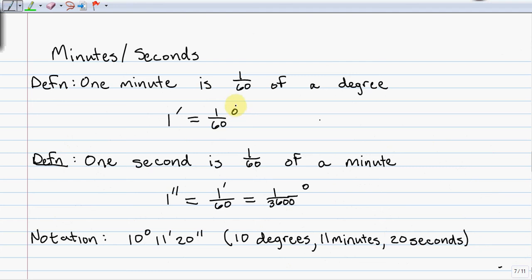Okay? And 1 second, which we use 2 prime symbols for here, okay? 1 second is 1/60th of a minute. Okay? So 1 second is 1 minute divided by 60. And if we wanted to go all the way to degrees, it's 1/3600th of a degree. And 3600 is just 60 times 60. Okay, so the way that we use this notation is we first put the degree, then we put the minute, then we put the second. So something like this would be read 10 degrees, 11 minutes, and 20 seconds.